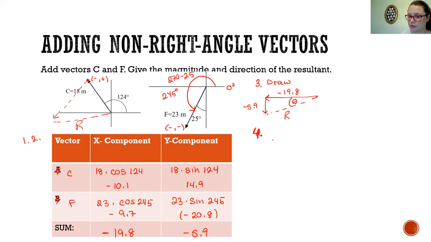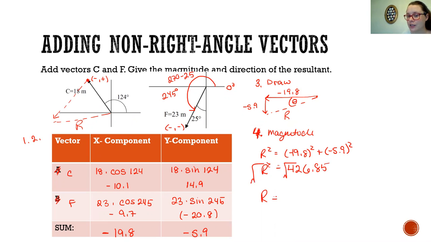Step 4, we're going to find the magnitude. To find the magnitude, we're going to use the Pythagorean theorem. The resultant squared is equal to negative 19.8 squared plus negative 5.9 squared. Adding those two together, we get r squared is equal to 426.85. Take the square root of both sides. R is equal to 20.7. So that's the length of our vector.